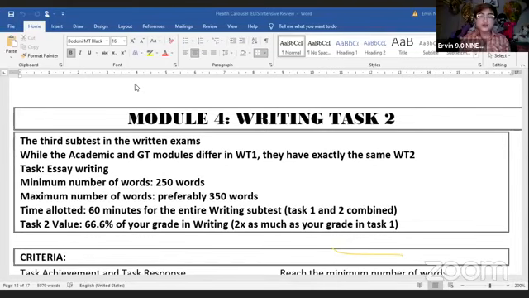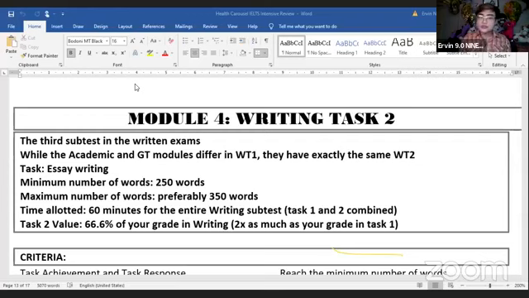Now for tonight, we're going to focus on the 4 criteria that examiners use in assessing your performance. Of the 4 criteria, the first 2 are assessed exclusively in writing, whereas the last 2 are assessed in both writing and speaking. Let's begin with criterion number 1.